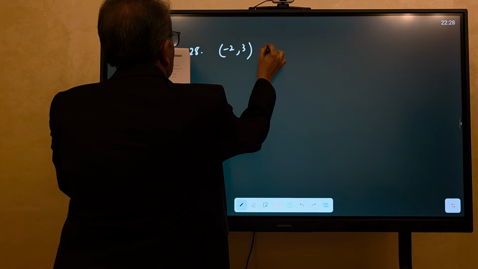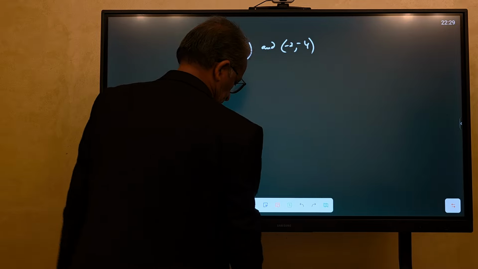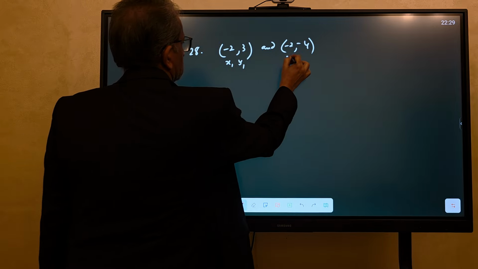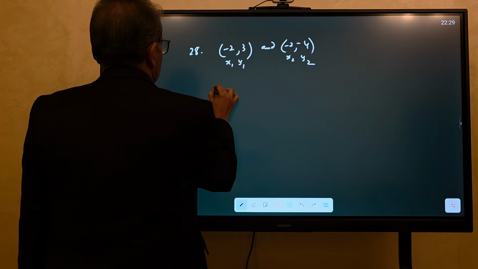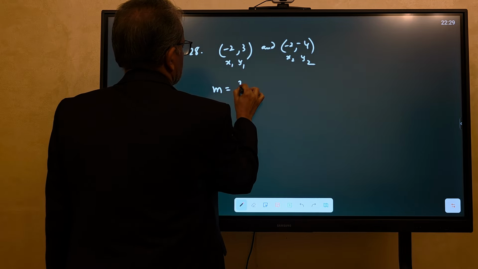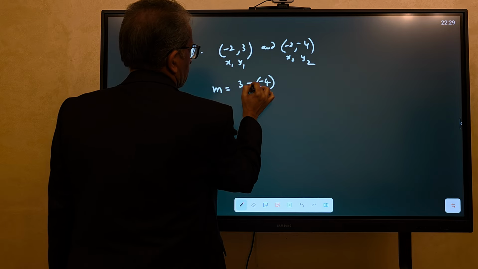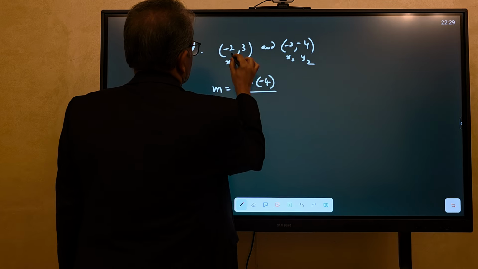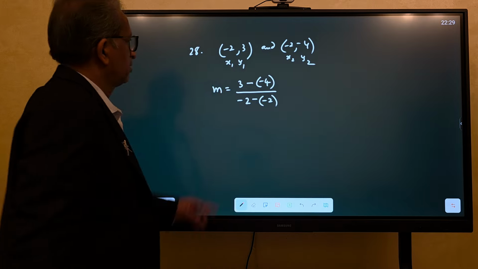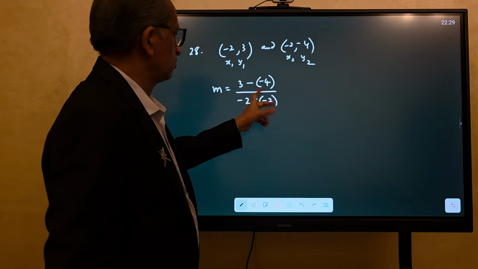The points are (-2, 3) and (-2, -4). Let's find the slope of this. So this is x1, y1, x2, y2. The slope m equals y1 minus y2, that is 3 minus of minus 4, over x1 minus x2, that is minus 2 minus of minus 2. You see, from the formula, x2 is minus 2.